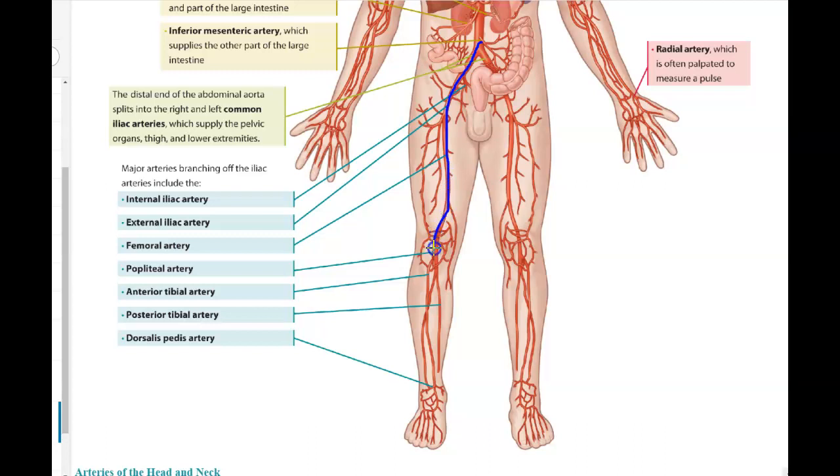Once you get to the knee, it's the popliteal. Then you have your anterior tibial artery and your posterior tibial artery. Then you have the dorsalis pedis artery. The dorsalis pedis artery is the one that you take the pulse from in babies. Okay? Dorsal means the top, and pedis means foot. So again, they seem very complicated, but if you put them towards their location, it's not quite as complicated.